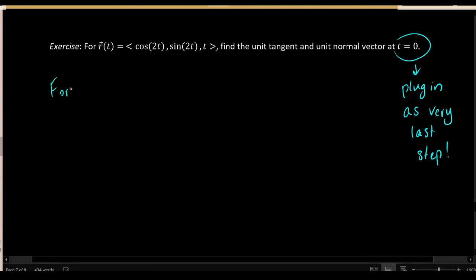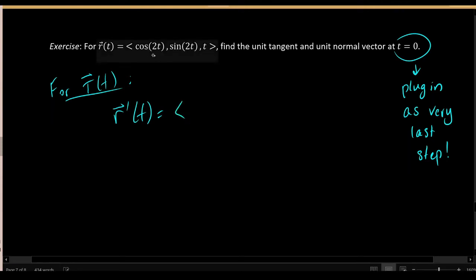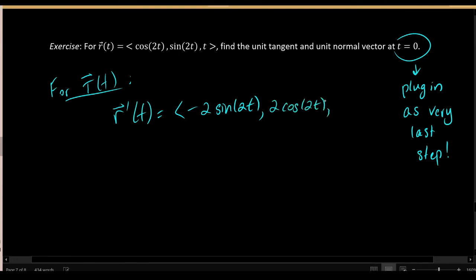Now the first thing that I'm going to work on is the unit tangent vector. In order to get the unit tangent vector, I need velocity, the regular tangent vector. So I get the derivative of cos 2t, which is negative 2 sine 2t, the derivative of sine 2t, which is 2 cos 2t, and the derivative of t, which is 1.